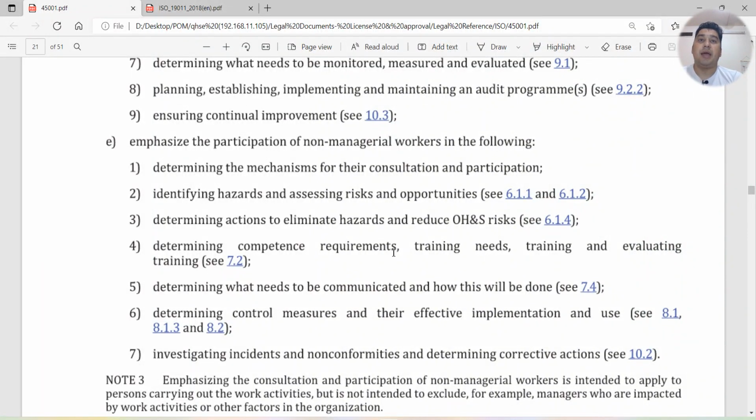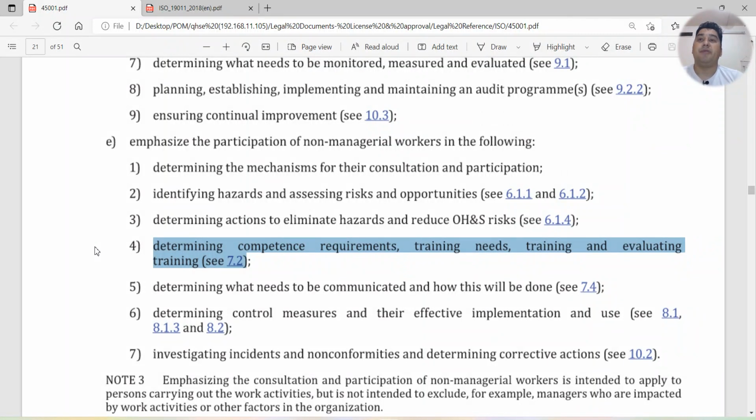Determining competence and requirement trainings and training evaluation. When you are determining the competence, you are checking the competence level of the workers. At that time you have to consult with the workers and they need to participate. You have to make sure that workers are participating in the training programs also, and they're going to tell you what kind of training they need and how you are going to evaluate them.